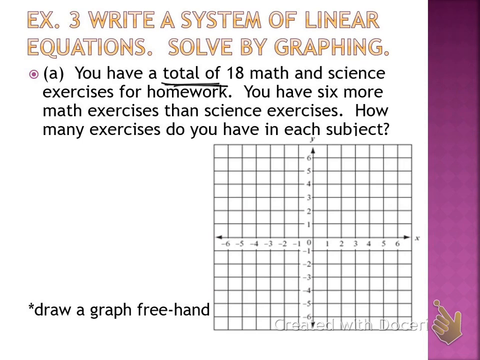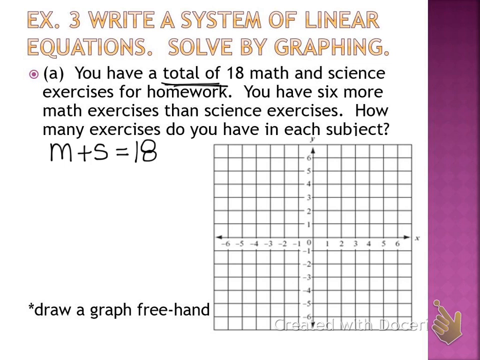What operation are we talking about if we say the total of? Addition. So, what are we adding together? What two things are we adding together to get a total of 18? Math questions and science questions. So, for right now, let's use an M and an S. So, our math questions plus our science questions is going to equal how many total questions? 18. And look at that. There's our first equation.